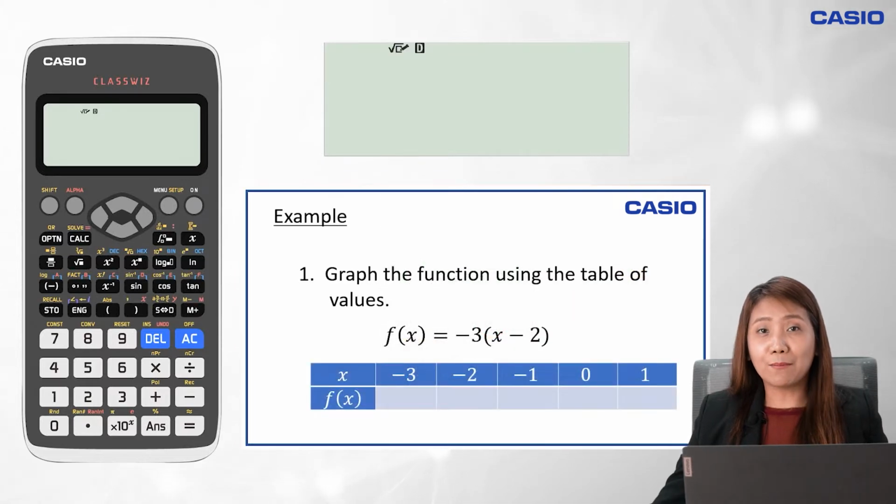Let's have our first example. Graph the function using the table of values below. The function is f of x is equal to -3, quantity x minus 2. Let's complete the table using Casio Classwiz before graphing the function. First, we press Menu and 9.